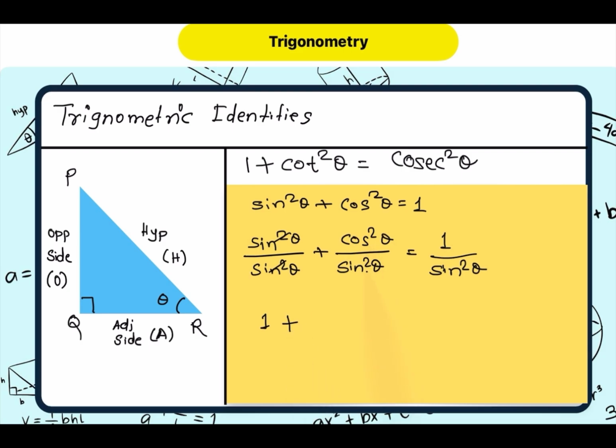Cos square theta upon sin square theta. What is cos theta upon sin theta? It is nothing but cot theta. So we are going to get cot square theta. And we have already seen 1 upon sin square theta is nothing but cosec square theta, because sin theta and cosec theta are inverse. 1 upon sin theta is equal to cosec theta. Hence 1 upon sin square theta is equal to cosec square theta. So we have proved the second trigonometric identity, which is 1 plus cot square theta is equal to cosec square theta.